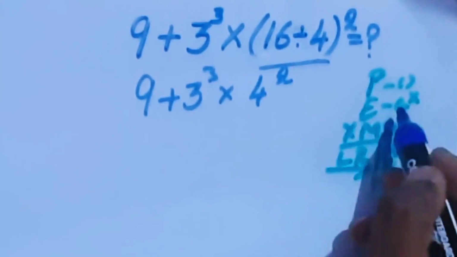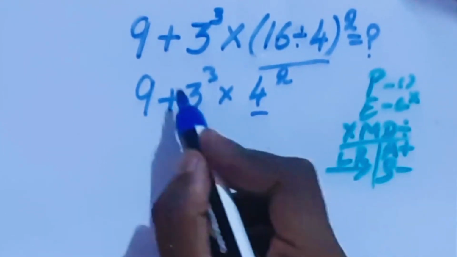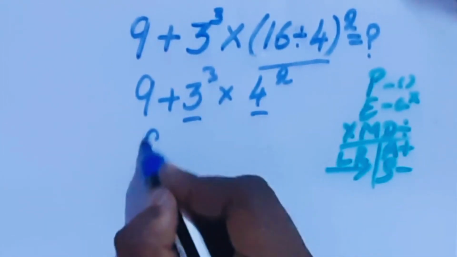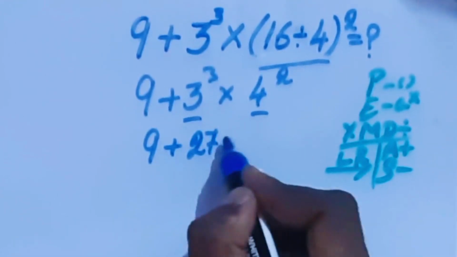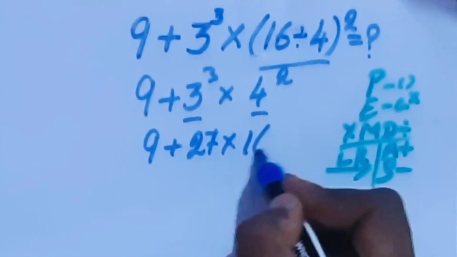Here the next priority is exponent. So we have to do these exponents before this addition and multiplication here. 9 plus 3 to the power of 3 is 27, times 4 squared is 16.